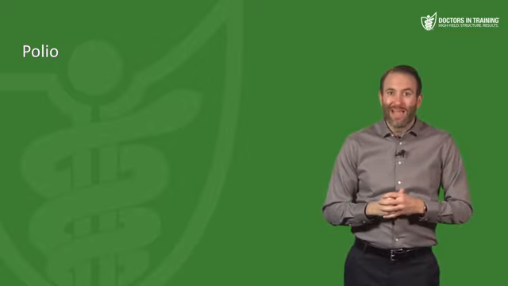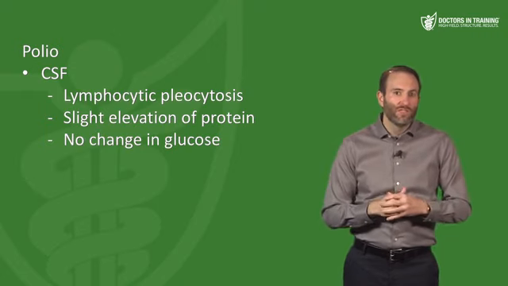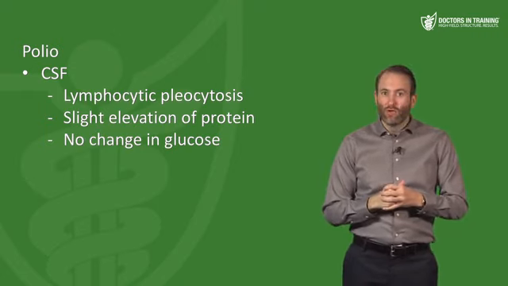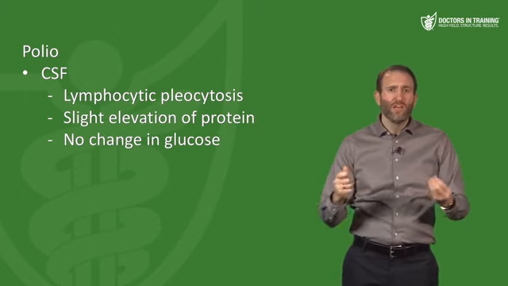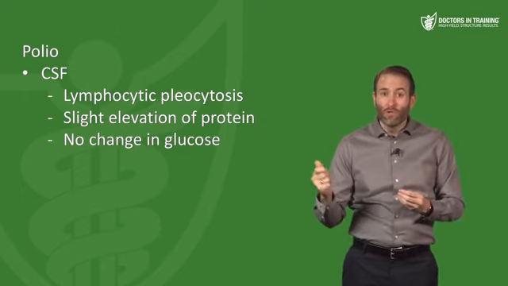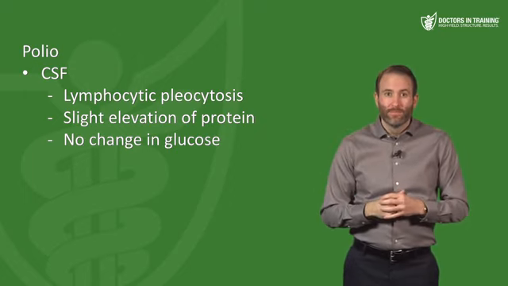Now, one of the ways you can confirm your diagnosis is to obtain a sample of CSF, and you'll see a lymphocytic pleocytosis and a slight elevation of protein. No change in the CSF glucose, though. If the glucose was really low, that might actually indicate something like bacterial meningitis or maybe tuberculosis. And because polio is a fecal oral virus, you can actually recover this in the throat or in the stool to actually look for that actual virus.